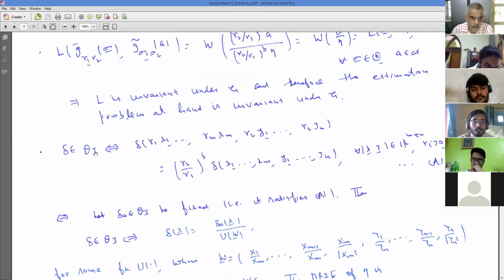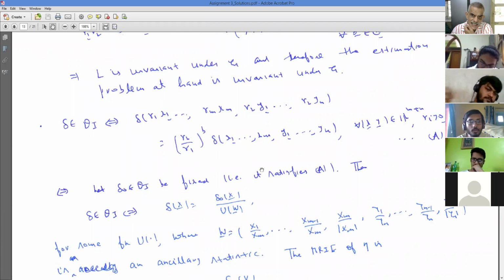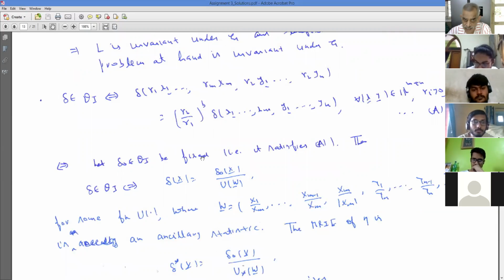If I consider invariant rules, delta is invariant if and only if delta of r1 x1, r2 y1 is same as this. Is that okay? Now you can easily see, you can put here r1 as 1 upon mod xm and r2 as 1 upon mod yn, and then you can get everything. So I can choose delta not to be any fixed element belonging to D_I. Then delta belongs to D_I if and only if delta of x is same as delta not of x upon W. Just do this, you can just see that.